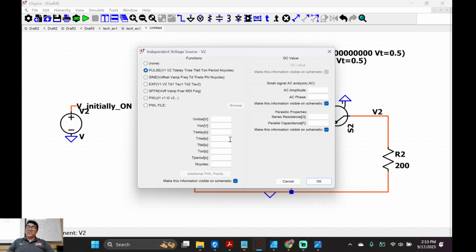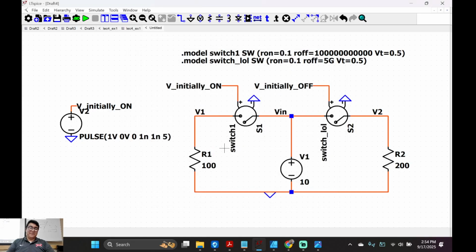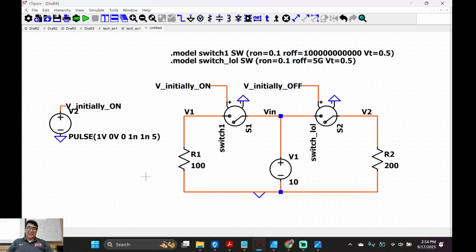Pulse. So initially it needs to be on, right? So 1 volt. Does that make sense? Then we're going to go to 0 volts, right? Let's do no delay. We're going to see it initially at time equal to 0. It's on, right? T rise, let's do 1 nanosecond. 1 nanosecond, 5 seconds, it's on. Is that good? Now I'm going to copy this whole thing.